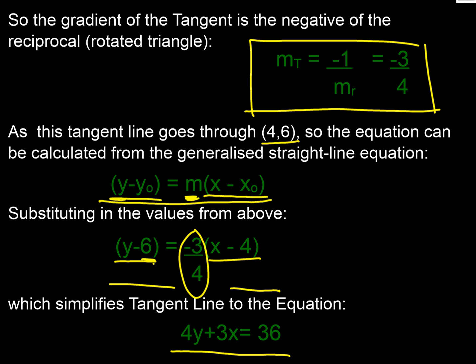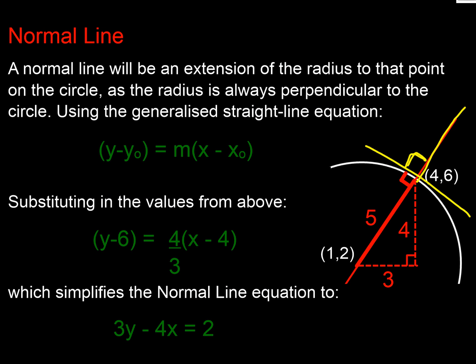Okay, well, what about the normal line? Well, the normal line here is this radius line. So we worked out earlier in this example that the gradient from our gradient triangle is 4/3, so we can put that in as our gradient, and we know that this line goes through the point (4, 6), so we can just put in y minus 6 in that bracket and x minus 4 in that bracket, and if we simplify it we just end up with 3y minus 4x equals 2.